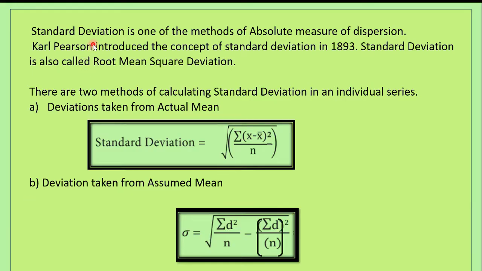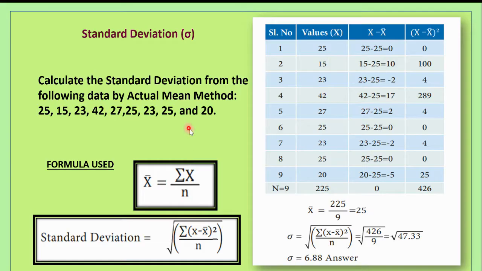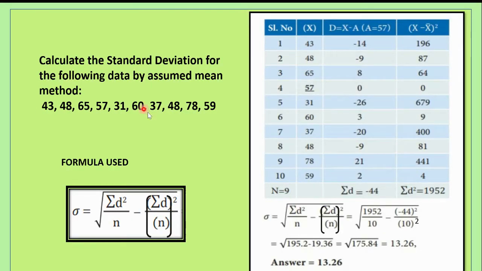Let us continue with standard deviation. There are two methods to calculate the standard deviation: one, actual mean method; two, assumed mean method. We have seen a problem using the actual mean method. The formula for that is standard deviation equals root of summation (x minus x bar) the whole square by n.